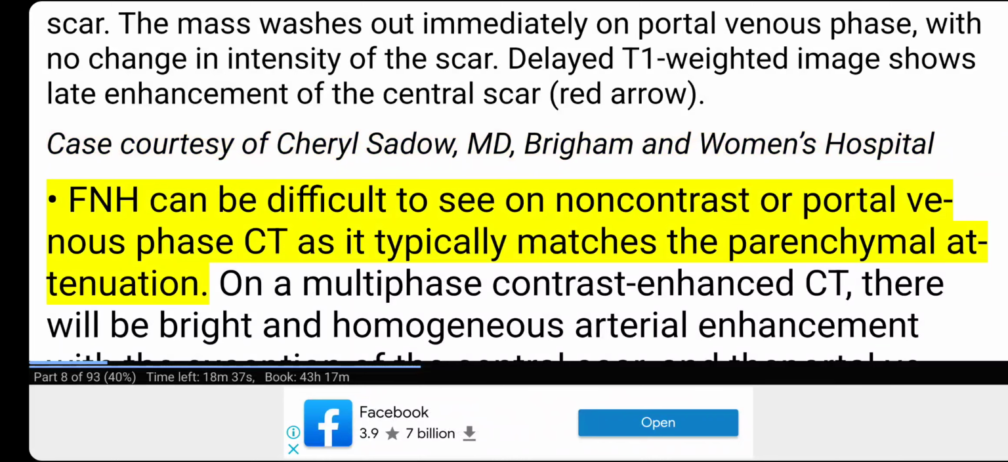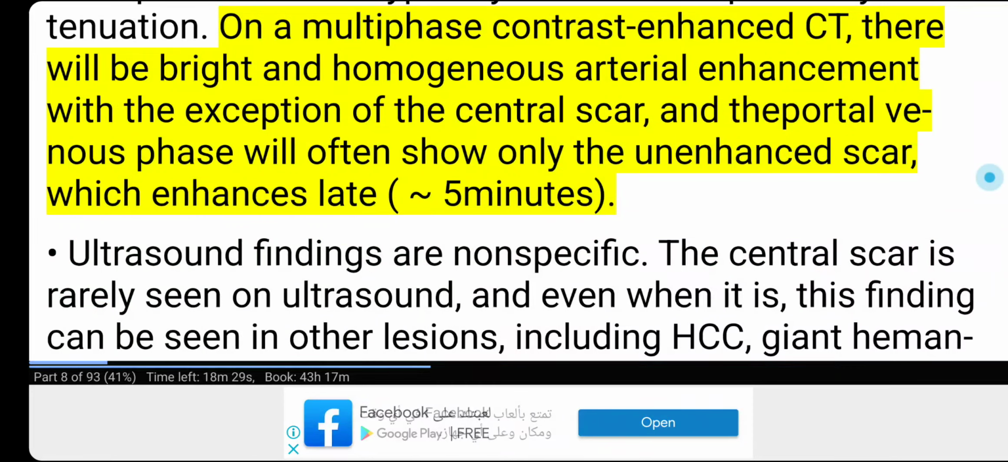FNH can be difficult to see on non-contrast or portal venous phase CT as it typically matches the parenchymal attenuation. On a multiphase contrast-enhanced CT, there will be bright and homogeneous arterial enhancement with the exception of the central scar, and the portal venous phase will often show only the unenhanced scar, which enhances late, approximately 5 minutes.